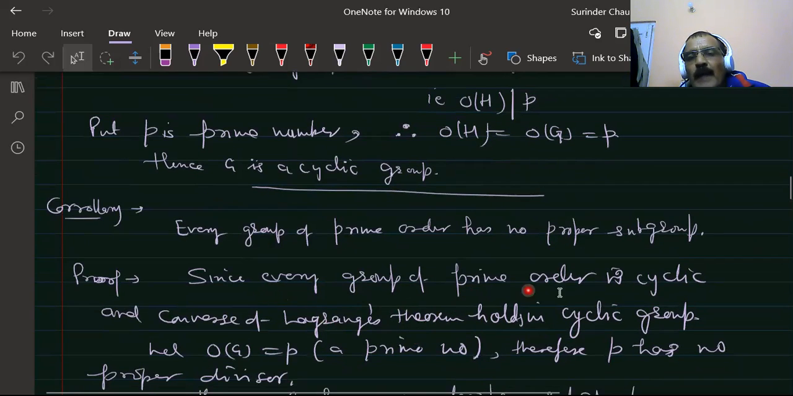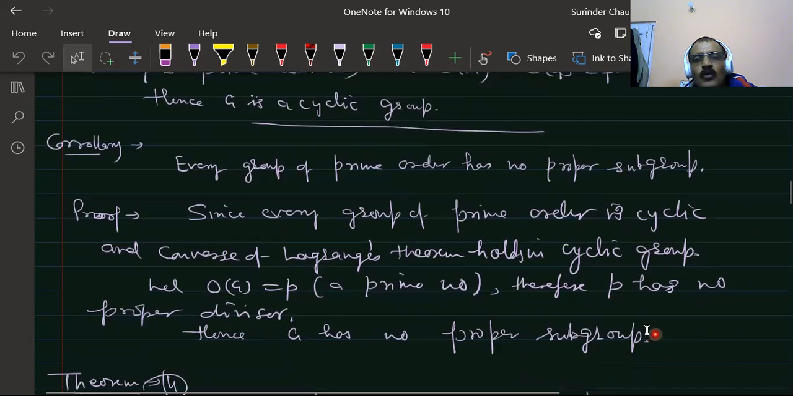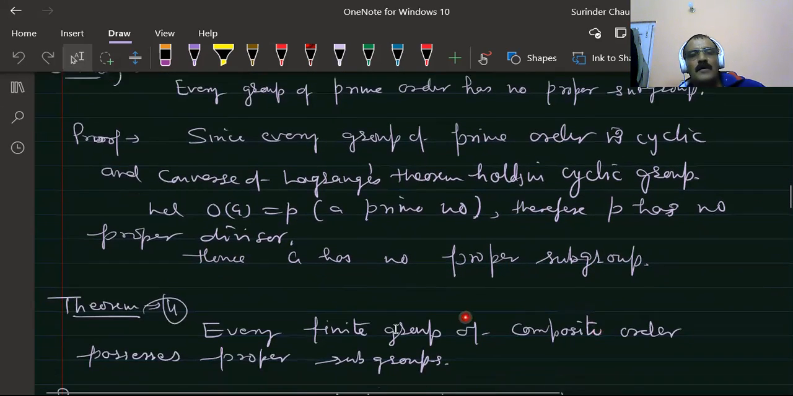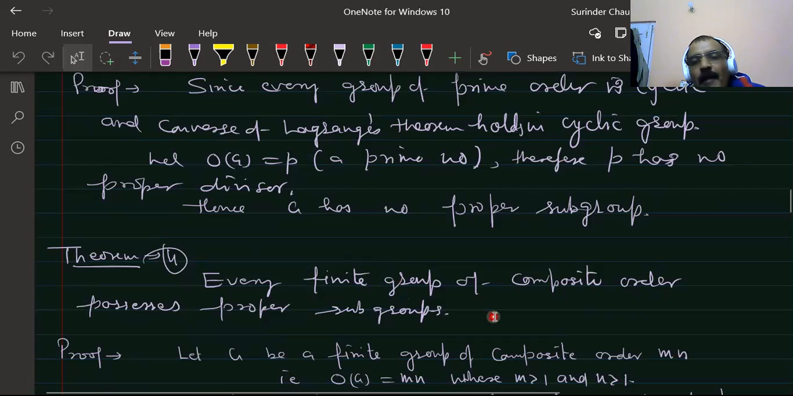Since every group of prime order is cyclic, we have proved the previous theorem, and the converse of the Lagrange theorem holds for cyclic group. Order of A is equal to P. Every group of prime order P, and P is a prime number. Therefore, G has no proper subgroup.